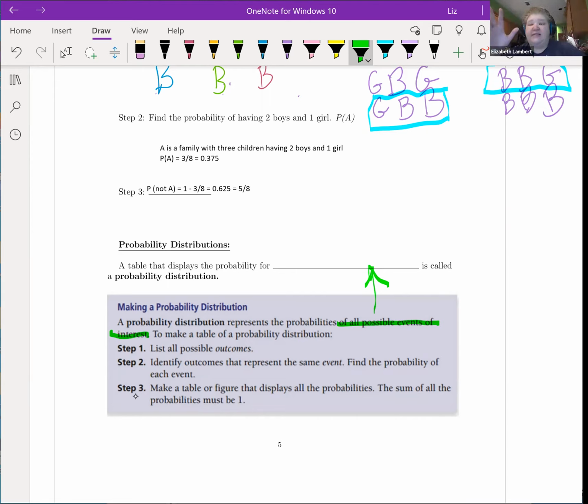So for the boys and the girls, I might say, okay, I'm gonna take the perspective of girls because I'm female. So there would be those 8 outcomes, but my events might be 3 girls, 2 girls, 1 girl, and 0 girls. And then that probability distribution is going to be different. So then we make a table or a figure that displays all the probabilities. The sum of all the probabilities must be 1. So this probability distribution has to account for everything that could occur in 1 and only 1 of the event categories that we're naming.